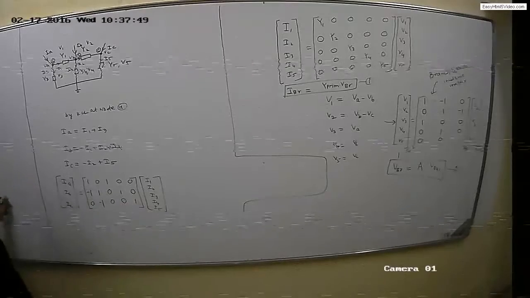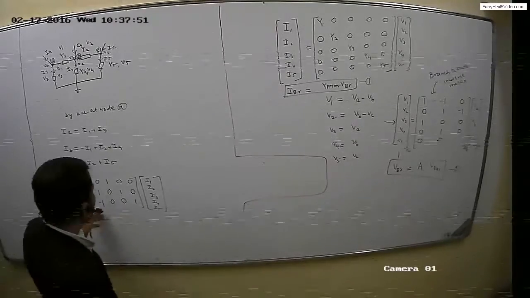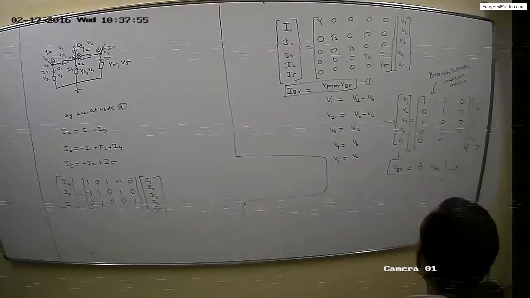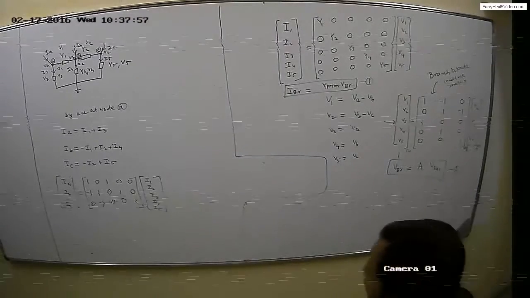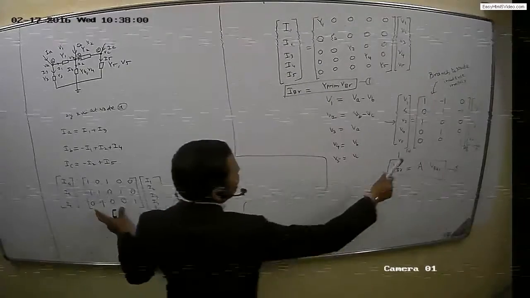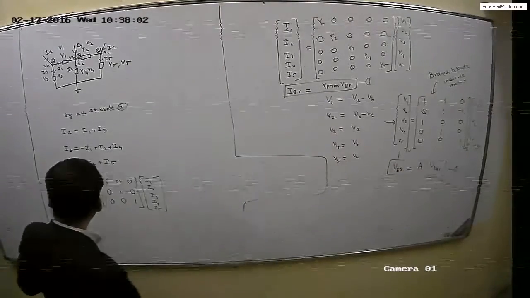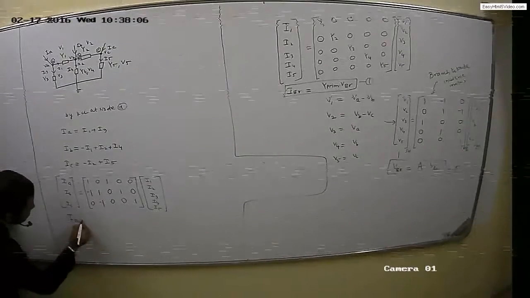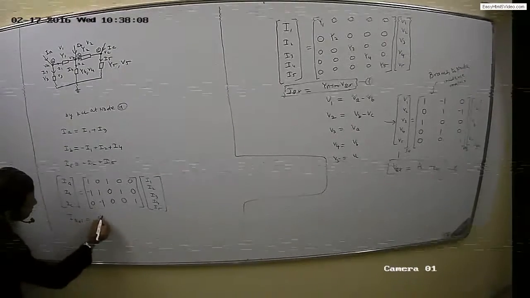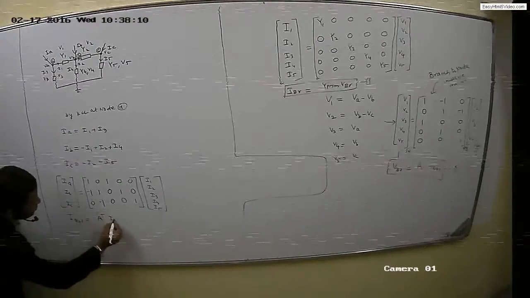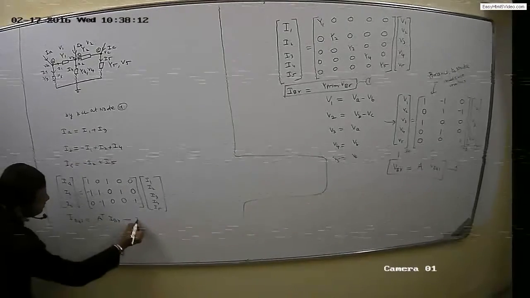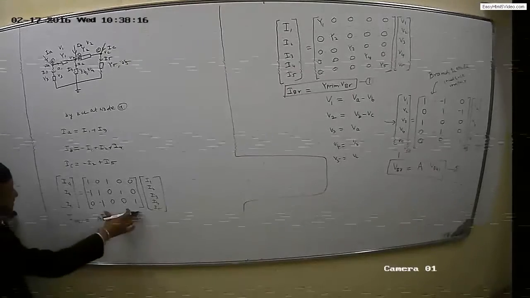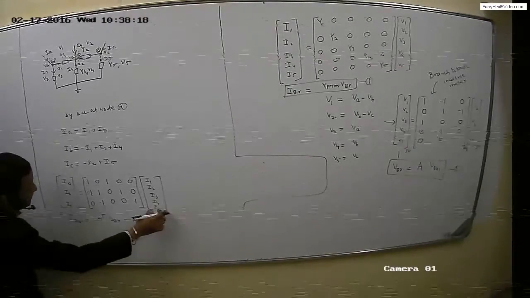So if you observe these two matrices, this is nothing but the transpose. This matrix is nothing but the transpose of this matrix. So I can write this equation, that is I of bus is equal to A transpose into I of branch. This is equation number 3. This is A transpose and this is nothing but the branch current vector.